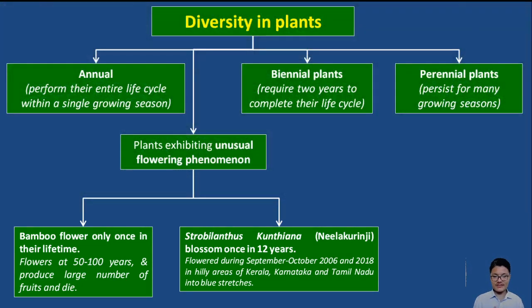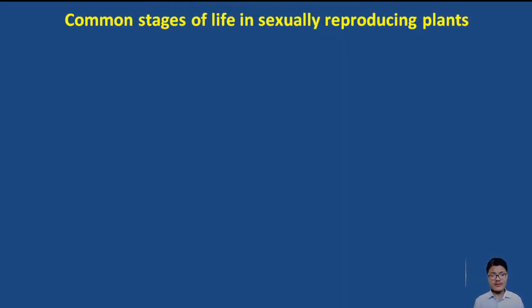So we have seen different types of plants: annual, biennial, perennial. Some flower unusually, once in their lifetime. Bamboo, for example. Nila Kuranji blossoms after 12 years. Now, there are different stages which are common to sexually reproducing plants. After the germination of the plant from seeds, there is a phase called the vegetative phase. During the vegetative phase, the plants grow and develop.